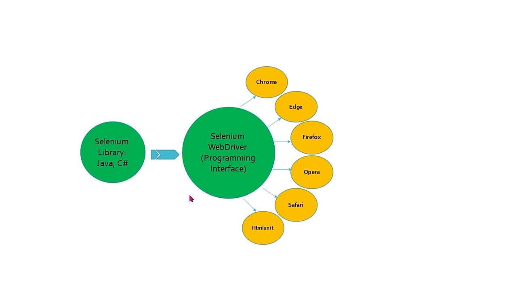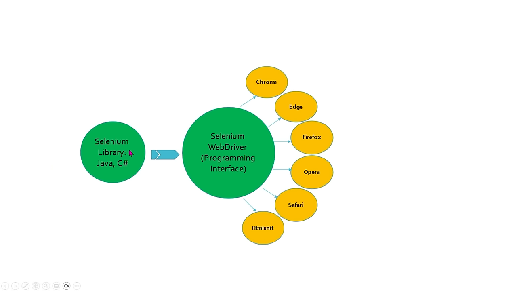Next I'm going to talk about this diagram here. We talked about this diagram previously when we discussed Java. In today's video, we're just going to show you this flowchart, because ideally what I want to show you is that we basically have a programming language, Java or C#, and that's part of the Selenium library. That calls a Selenium WebDriver, which is the programming interface. This programming interface interacts with all of these different browsers, for example Chrome, Edge, Firefox, Opera, Safari, and HTML unit, and it basically tells each of those browsers to perform some actions, and it records what happens. So this is basically the flowchart that we have.